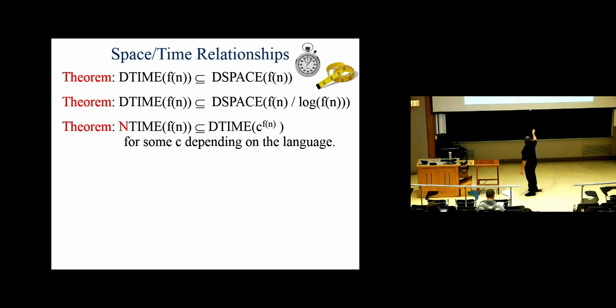C is the branching factor. Get this? So if the branching factor is 2, it'll be 2 to that. But it doesn't have to be 2. It could be 3 or 7, depending on the language or the machine. But yeah, you can simulate non-determinism deterministically. It'll just cost you. What will it cost you? Exponential. Sure, that's a heavy price.